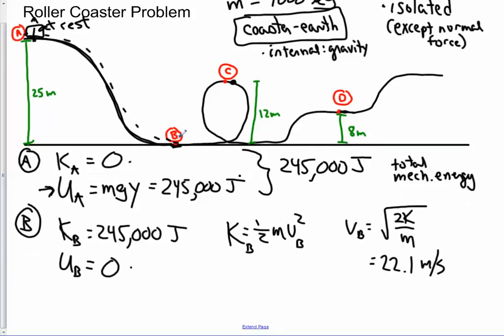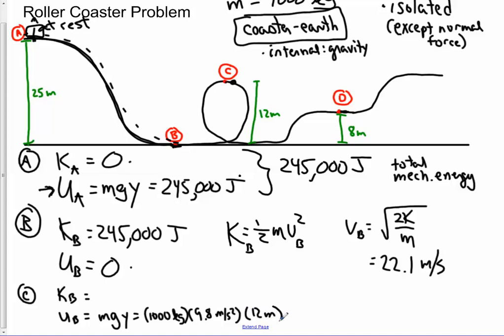Let's keep going now. Let's imagine the coaster going upside down through this loop-de-loop, and right at the top we're calling that point C. At this point, we're 12 meters up above the ground. So we'll have 1,000 kilograms times 9.8 meters per second squared times 12 meters, and that equals 117,600 joules.